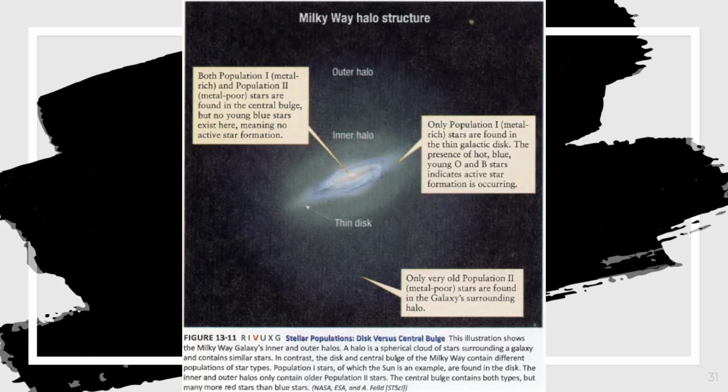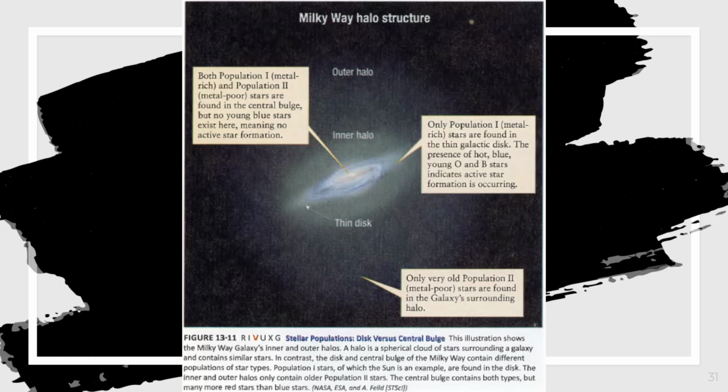Okay, so breaking down this picture, both population 1 metal-rich and population 2 metal-poor stars are found in the central bulge, but no young blue stars exist here, meaning no active star formation in the central bulge. Only population 1 stars are found in the thin galactic disk. The presence of hot blue young O and B stars indicates active star formation is occurring, which means in the actual disk, like where we are, it's possible to get those really bright blue stars because the disk is still making new ones. And then all the way out here in the globular clusters, there's only very old population 2 stars. So those clusters are not making any new stars.